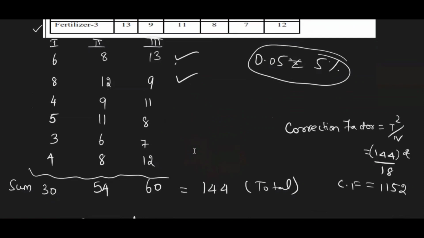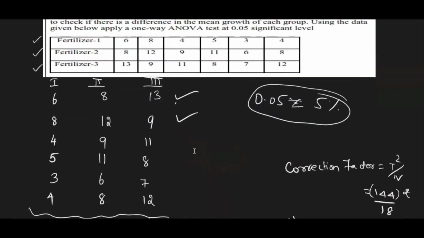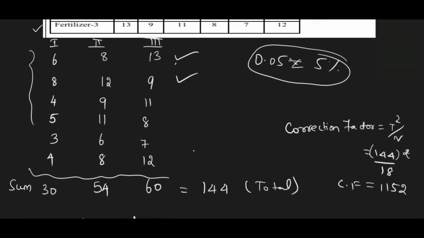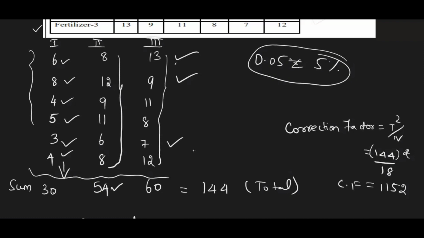So let us solve this. First, it's given row wise, right? So we are going to write it column wise. It's easy. If you want, you can write it row wise and calculate. We are calculating the total sum of these values, that is 6 plus 8 plus 4 plus 5 plus 3 plus 4, it's 30. Similarly, the sum of all these values is 54 and the last sum value is 60. If we add these three values, that is 30, 54 and 60, you will get 144.